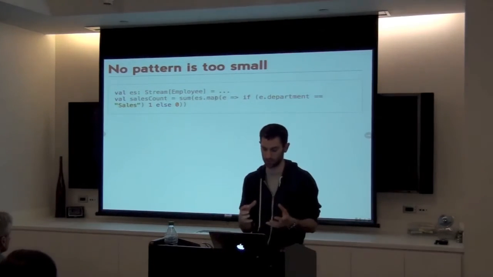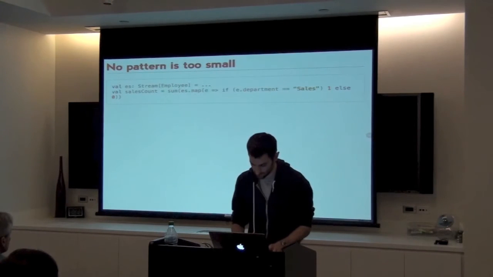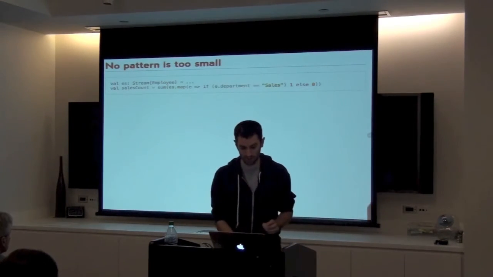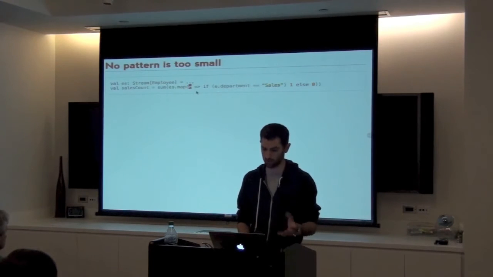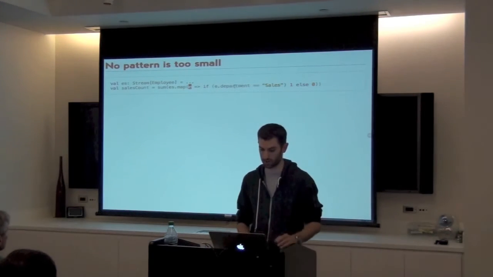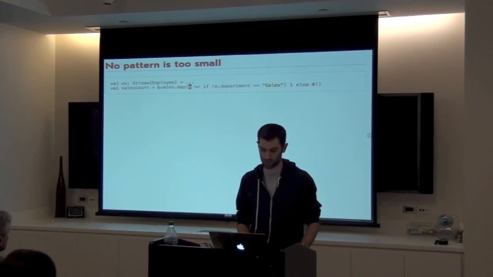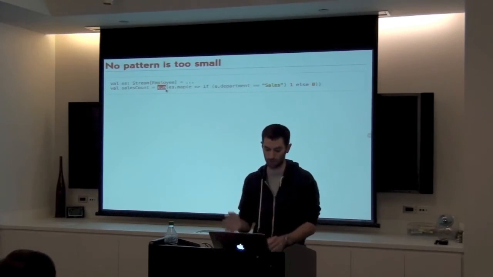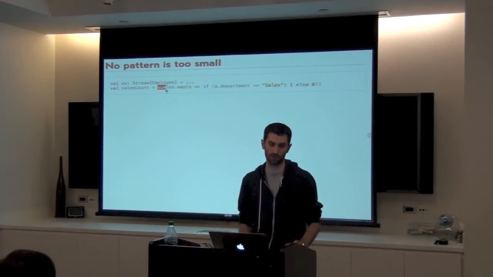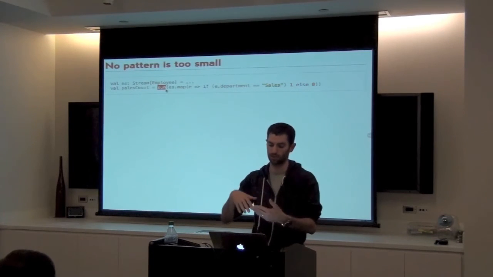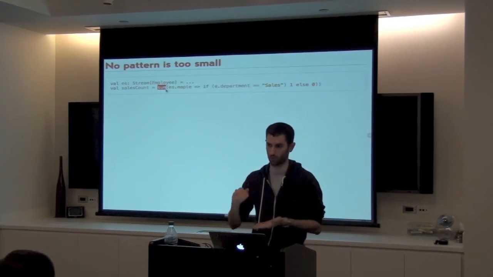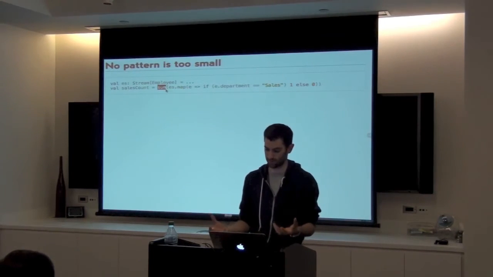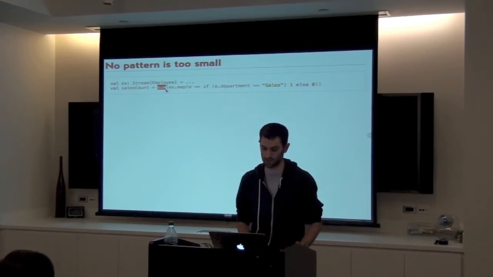Here's an example of its use. Map applies a function to each element of a sequence. Here we're saying E is going to be of type employee. If the department is sales, map to a one, otherwise to a zero, and then we're calling sum on that. The nice thing about working with streams is that map is actually lazy. You can call map on an infinite stream of values, and it's only going to compute the mapping as you expect it to. When you actually execute it, it's roughly equivalent to writing one big monolithic loop, but you're assembling that loop from two different pieces.